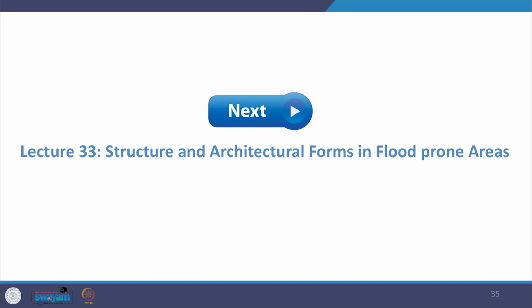And with that we will move forward to structure and architectural form in flood prone areas. We have covered the wind prone area, and currently we have discussed the earthquake prone area, and now we will be discussing the flood prone area in the next lecture.